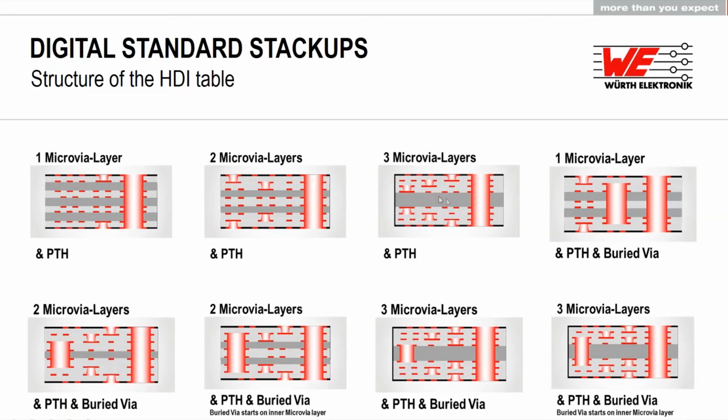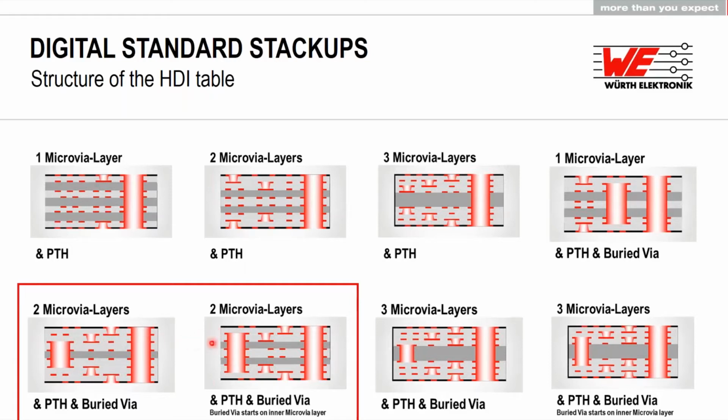By adding buried vias, it becomes even more complicated. So this is the option for having a microvia layer on the outer layers and a plated through hole, which is obligatory, and a buried via inside. If we have two microvia layers, we could have two options, and here you can see the buried via starting at layer 3, and on the right side the buried via starting on layer 2.